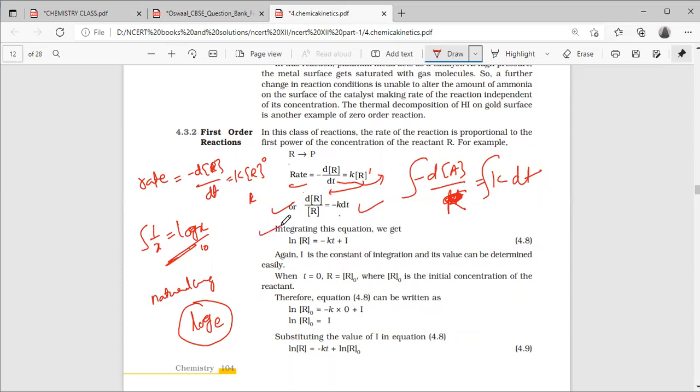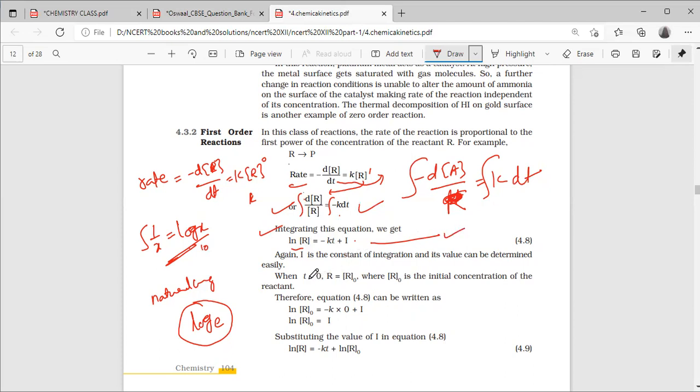Okay, I am doing integration for this. Integration here and on this side gives minus kt plus I. Here integration of 1 by x equals ln x. So this formula is clear. This step will be clear.